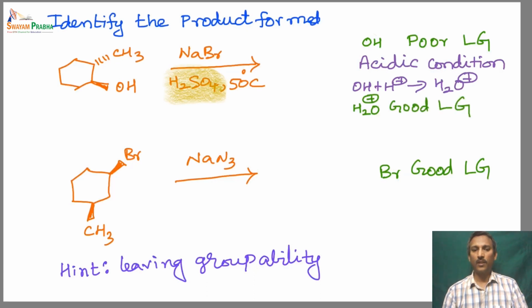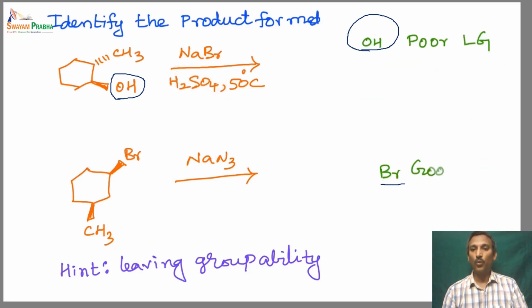So here we are continuing from the leaving group ability. We have here an OH group, which is a very poor leaving group. That means this OH cannot leave that easily. But in this second case we have a bromide, which is a very good leaving group. So that means this can undergo SN2 type reactions very easily. This one may or may not undergo SN2 type reaction that easily. So we will see how it can be done.